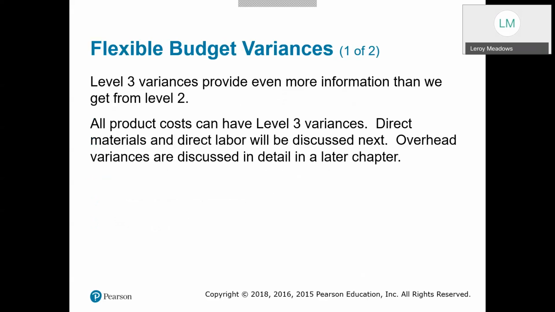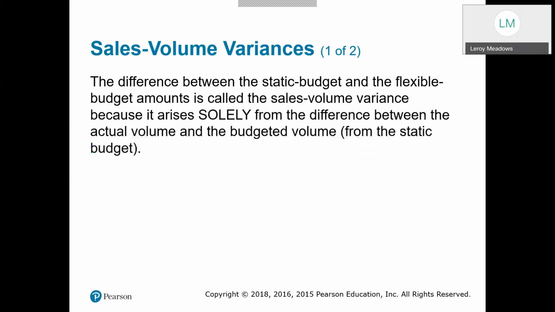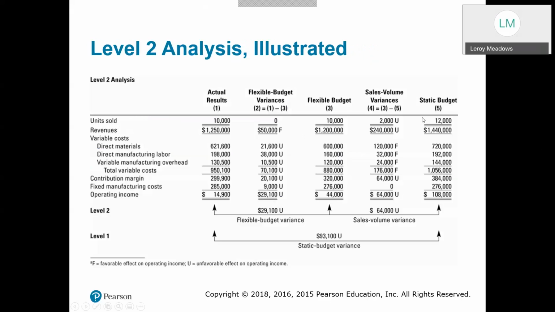Now, flexible budget variances provide even more information than we get from level 2. Now, all product costs can have level 3 variances. Direct materials and direct labor will be discussed next. So let's go back here before we do that, and let's talk about the flexible budget variances here. The flexible budget and the actual results have what in common? They're both based on the number of units sold.